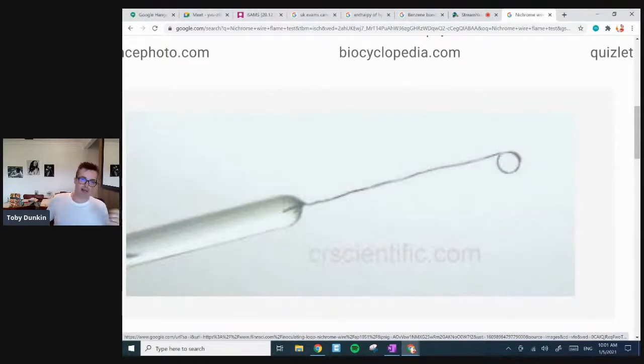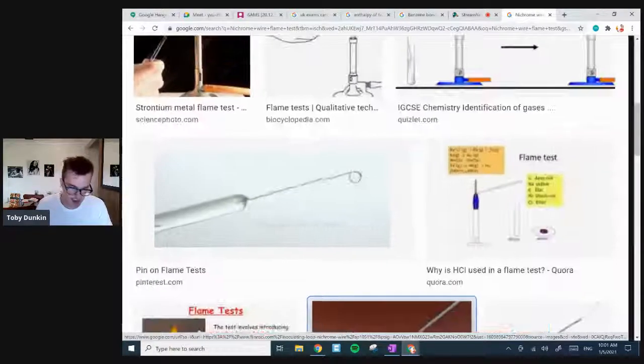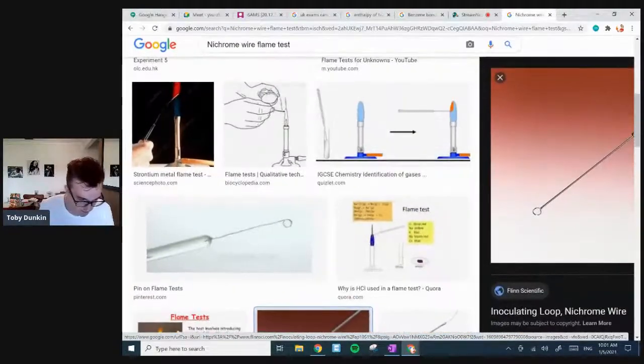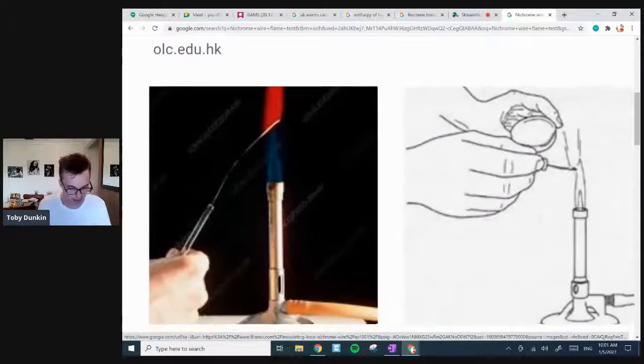Now, usually the end of it is either metal or plastic, something that doesn't conduct electricity. This one's glass by the looks of it. Something that doesn't conduct the heat very well, because you don't want to hold onto a piece of wire that's going to get hot. So it always has a handle, so to speak.